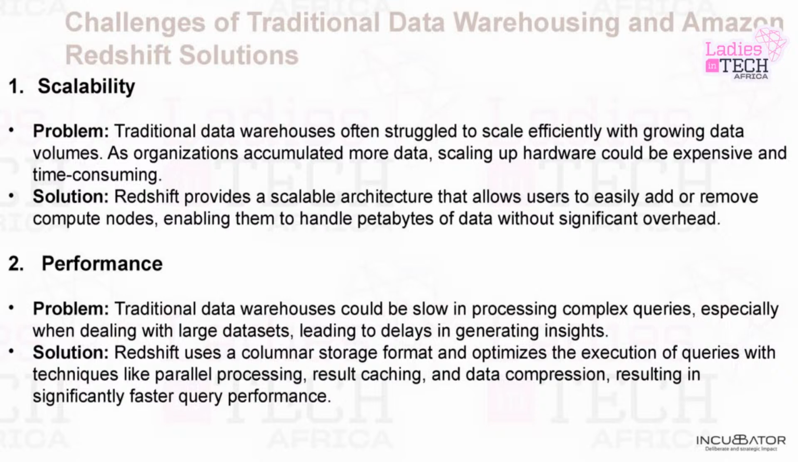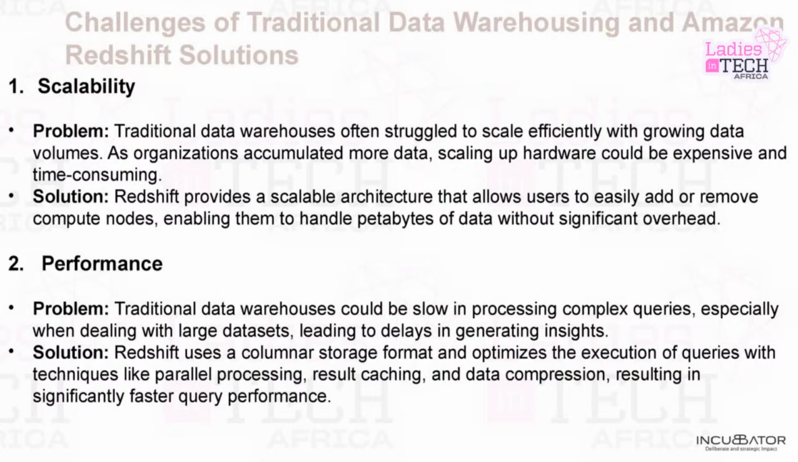So scalability, we all know. The problem is that traditional data warehouses often struggle to scale efficiently. This has always been the problem with growing data volumes. As organizations accumulated more data, scaling up hardware could be expensive and time consuming. So the solution now: Amazon Redshift provides a scalable architecture, which we're going to see, that allows users to easily add or remove compute nodes, and we'll see what compute nodes are, enabling them to handle petabytes of data without significant overhead.